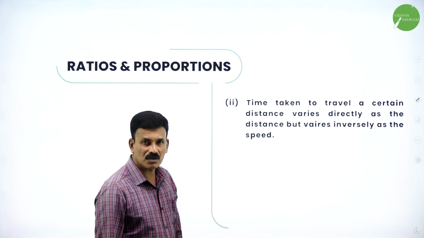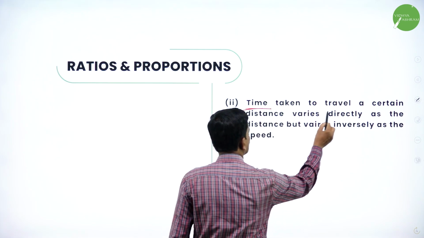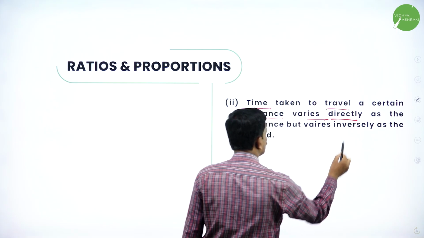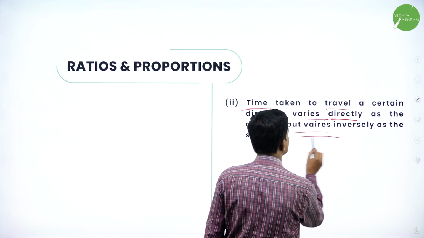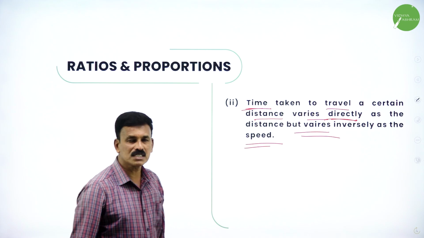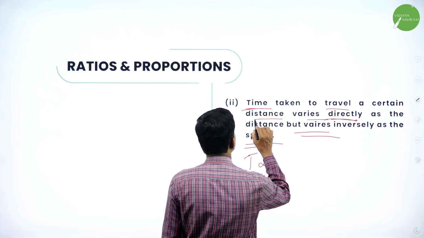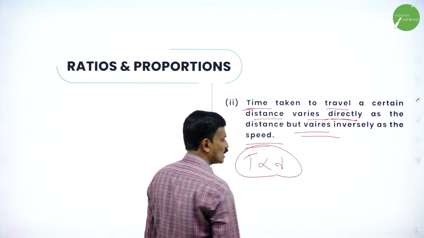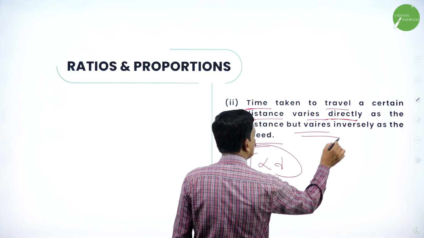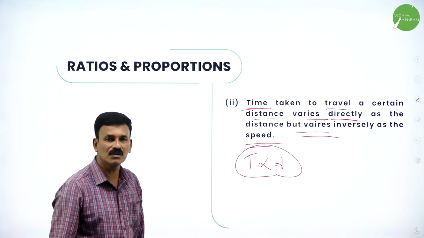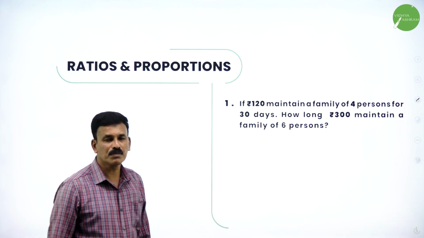Now the second concept: the time taken to travel a certain distance varies directly as the distance, but varies inversely as the speed. That means the time taken to travel a distance varies directly as the distance, whereas it varies inversely as the speed, right?